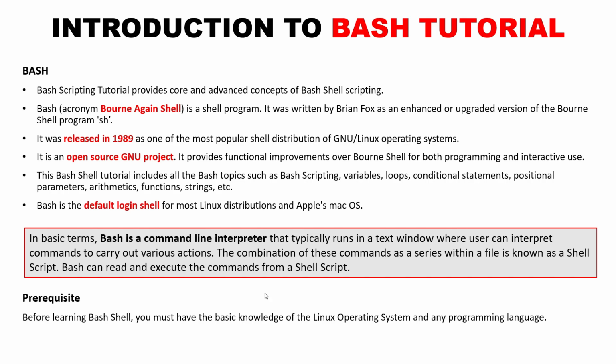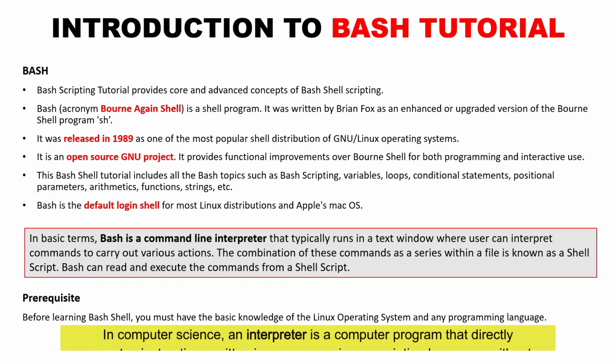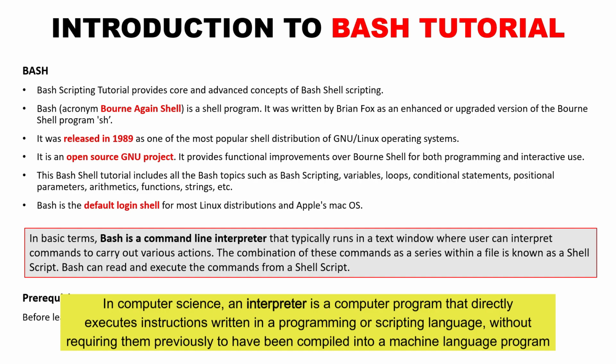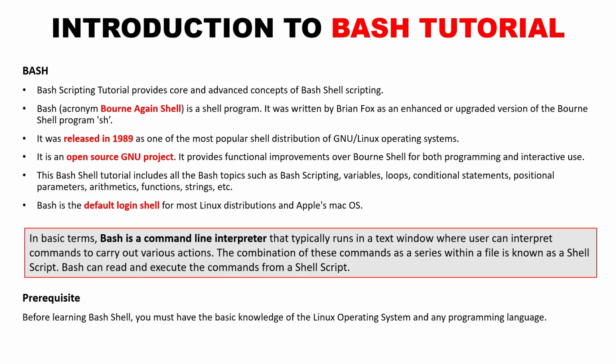Now, in very basic terms, if you are very new to Bash and you are going through the Bash tutorial for the first time, Bash is actually a command line interpreter, which is the full form for CLI, that typically runs in a text window where the user can enter commands to carry out various types of functions or actions. The combination of these commands as a series within a file is known as a shell script, which means we have a lot of Bash commands which we are going to club together or write together in a file, and that file is known as shell script. Now Bash can read and execute the commands from a shell script.